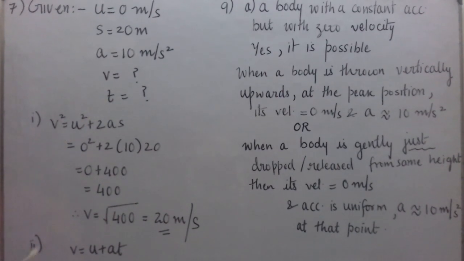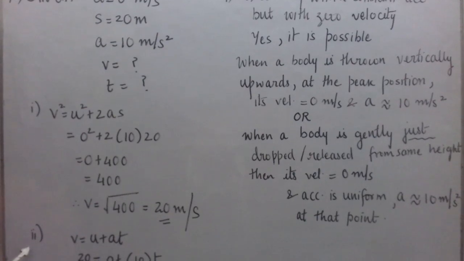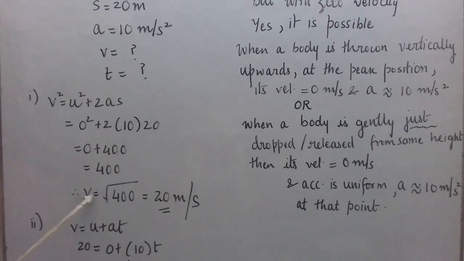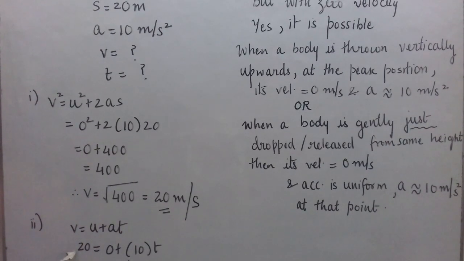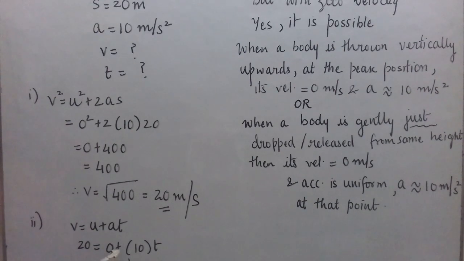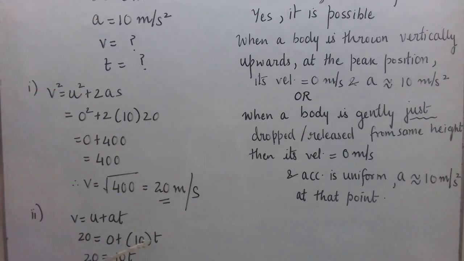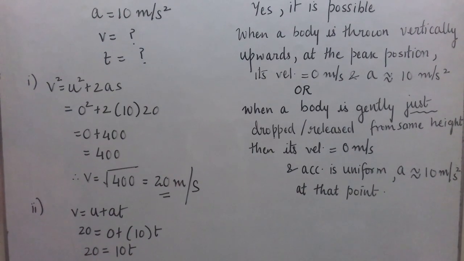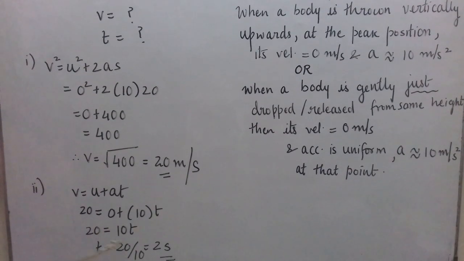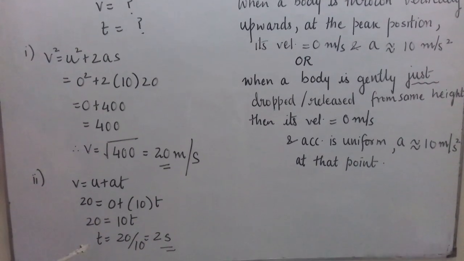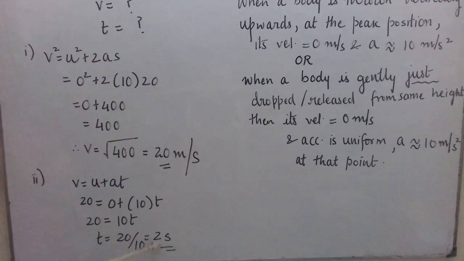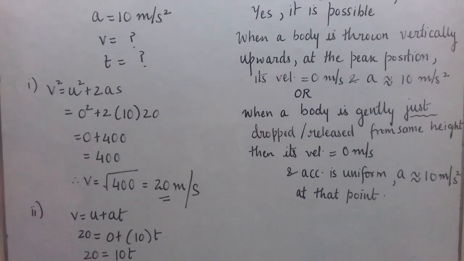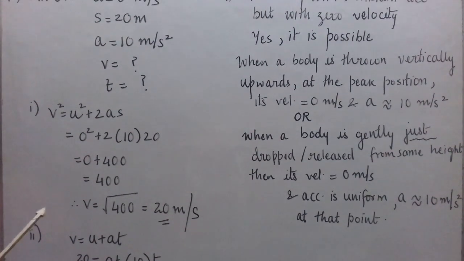After what time? For the second part you have to find the time, and we can use the first equation of motion for that. v is u plus at. v you have found just now, 20 meter per second, is equal to u is 0 plus a is 10 into t. So 20 is 0 plus 10t, that is 10t, and t will be equal to 20 divided by 10, that is 2 seconds. So the ball will strike the ground after 2 seconds with velocity 20 meter per second. Hope you have understood this. It was quite a simple numerical.